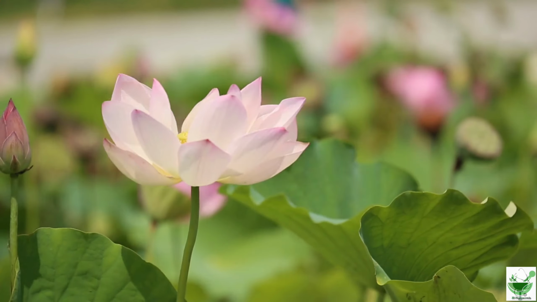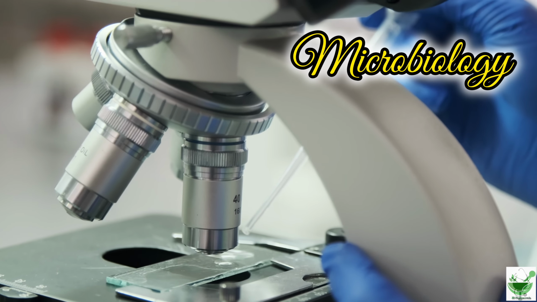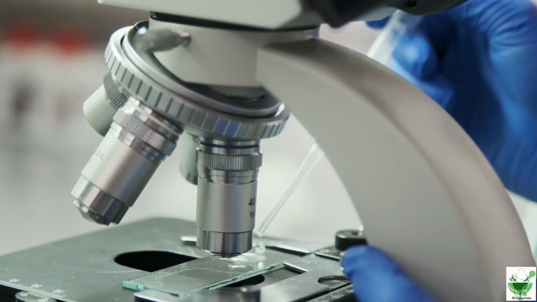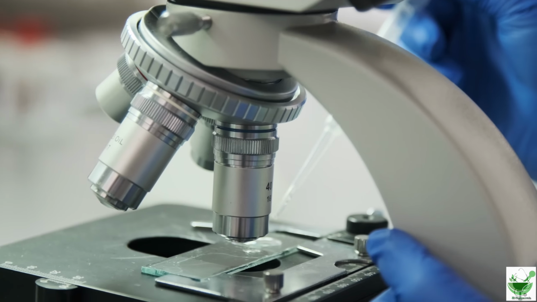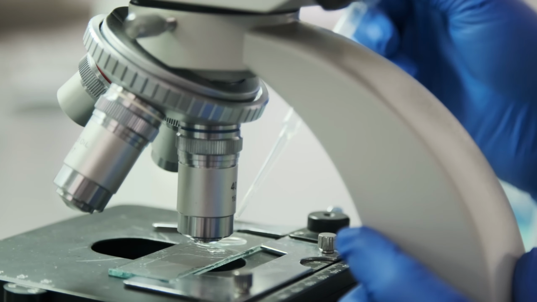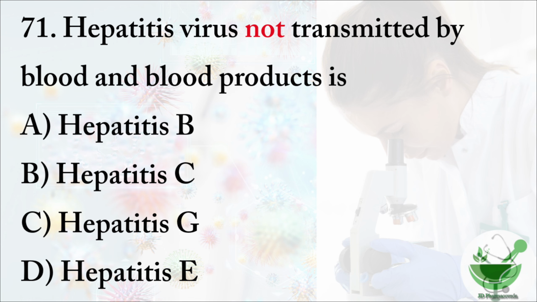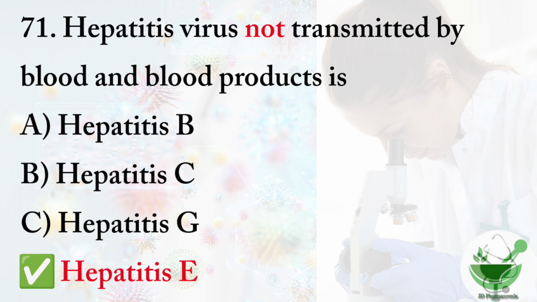In this drug inspector microbiology standard questions, this is our 8th test video starting from question number 71. Question number 71, hepatitis virus not transmitted by blood and blood products is. The options are option A hepatitis B, option B hepatitis C, option C hepatitis G, option D hepatitis E. So the right option is option D hepatitis E.